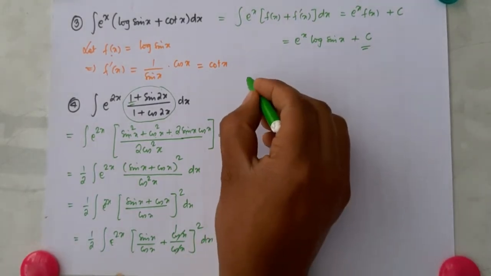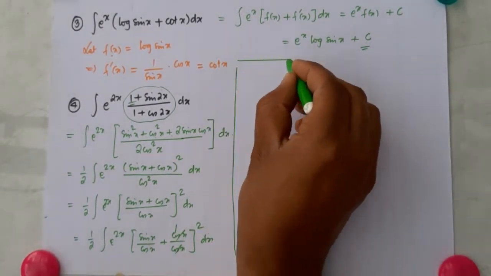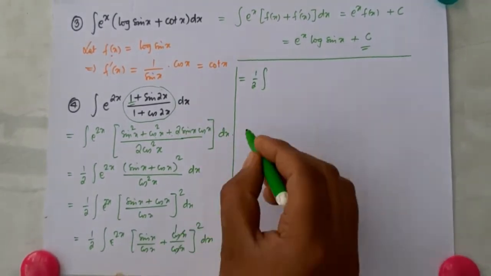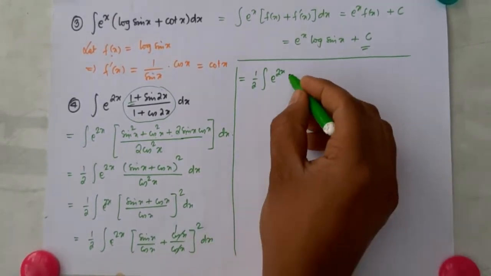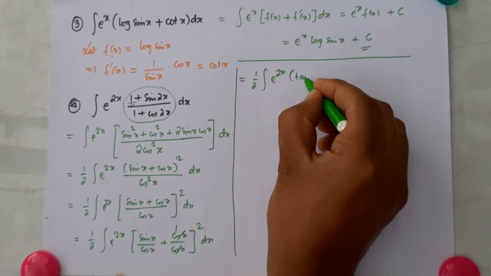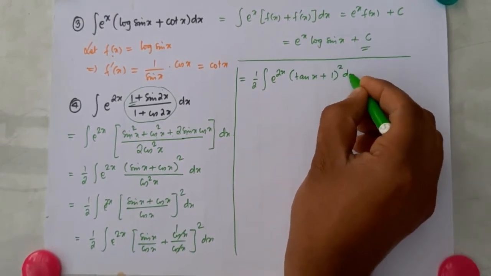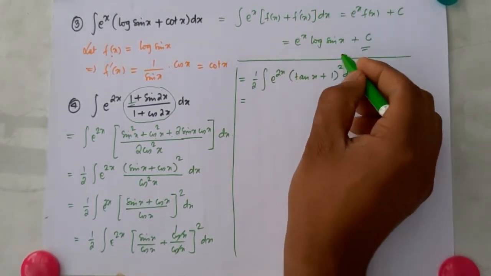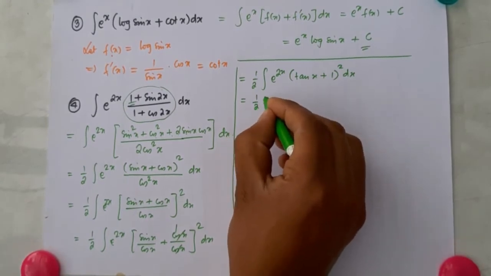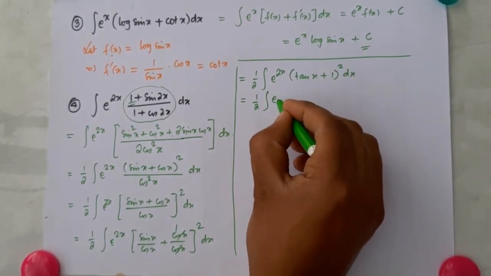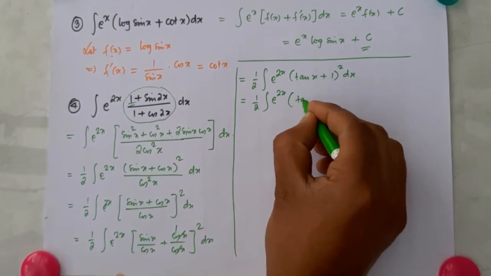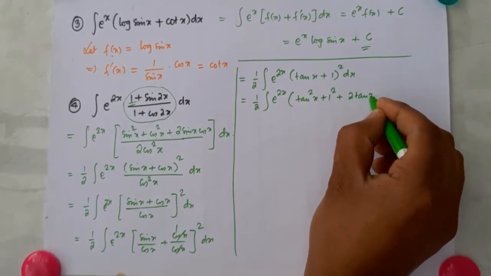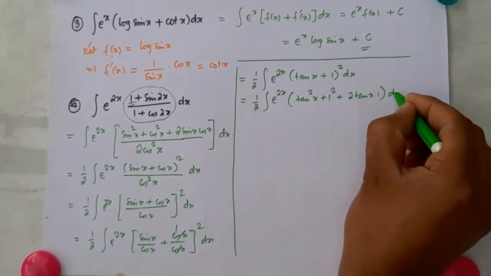So let me do it this way. This is equal to half integral e to the power 2x. What is this? This is tan x, isn't it? So this is tan x plus 1 whole square dx. Now again, it's not of this form. We don't have a square out here, but we got a square. So let's try to apply the a plus b whole square formula. So this becomes e to the power 2x, tan square x plus 1 square plus 2 tan x into 1, isn't it? So we have dx also.